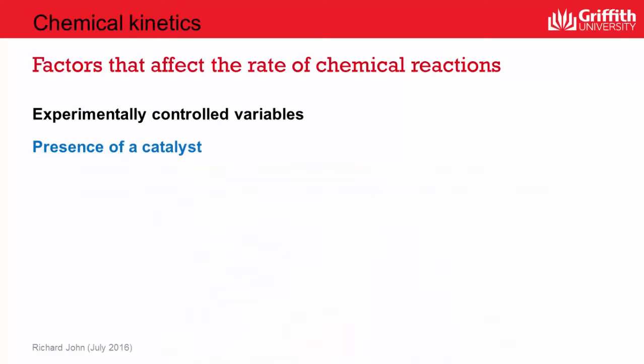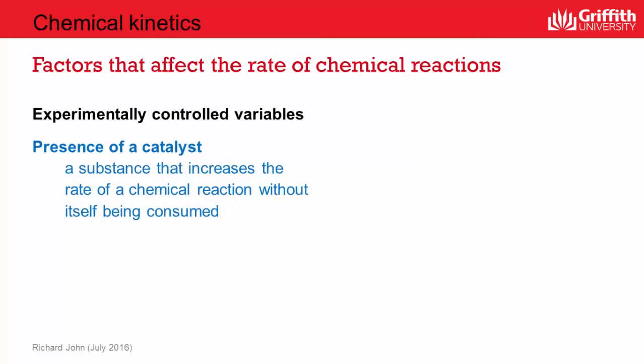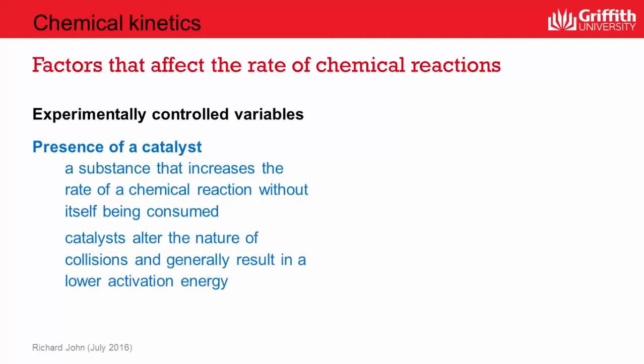The final experimental variable that we can readily control to affect reaction rates is the amount and presence of a catalyst. Now, a catalyst is a substance that increases the rate of a chemical reaction without itself being consumed in the chemical reaction. Catalysts alter the nature of collisions between reactant molecules via a range of mechanisms, but in general, all catalysts tend to lower the activation energy required for a reaction to proceed.